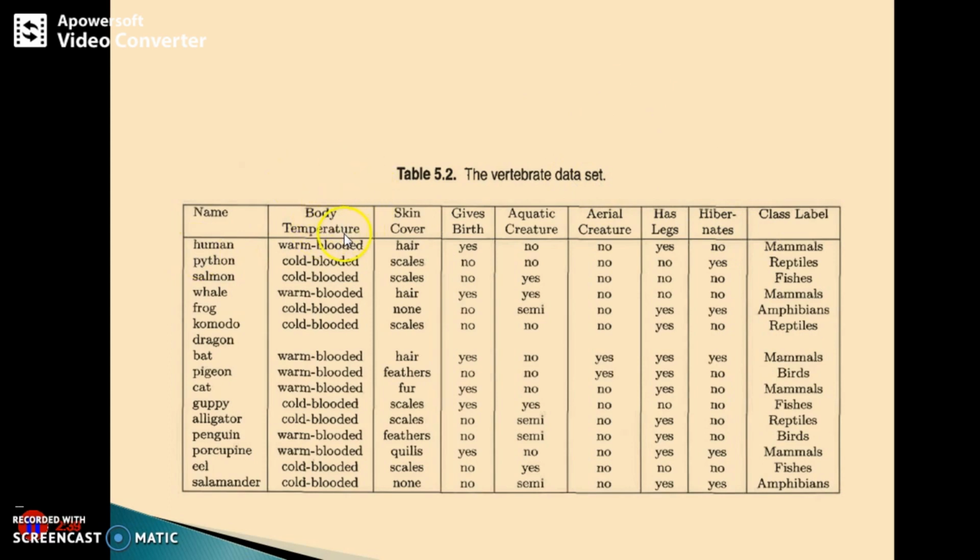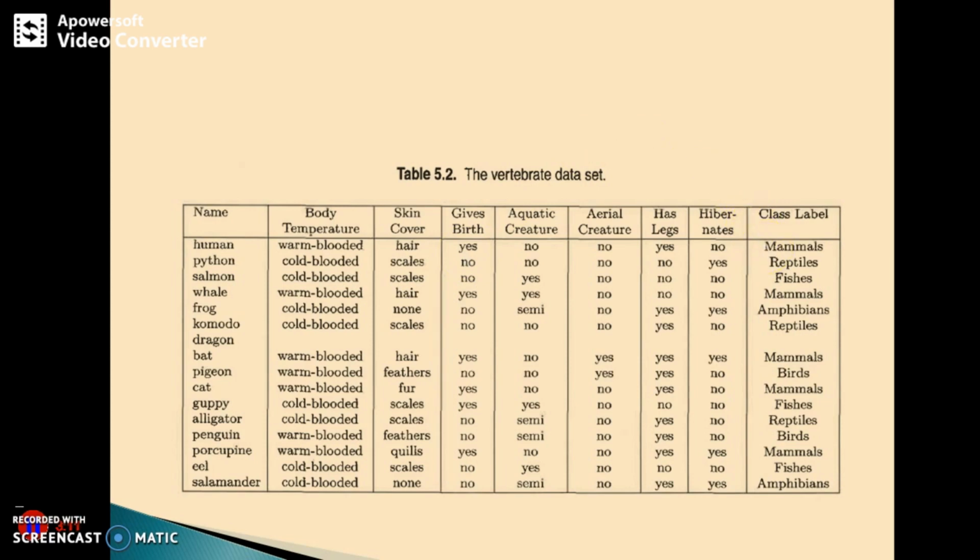First one, body temperature. This looks important. We'll see the other one also. Gives birth is also an important feature. With the help of these two features, can I classify the creatures into mammals and non-mammals? Yes, I can write one rule. If the body temperature of the creature is warm-blooded and if it gives birth, that is gives birth is equal to yes, then I can say that the creature belongs to the mammals group.